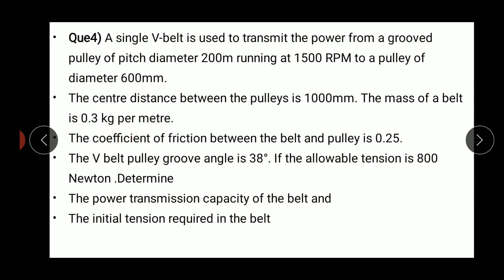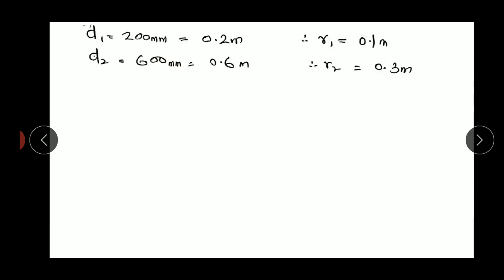So let's write down the given data. The given data: D1 is 200 mm, so it is 0.2 meters, so correspondingly R1 is 0.1 meter and R2 comes as 0.3 meter because D2 is 600 mm.